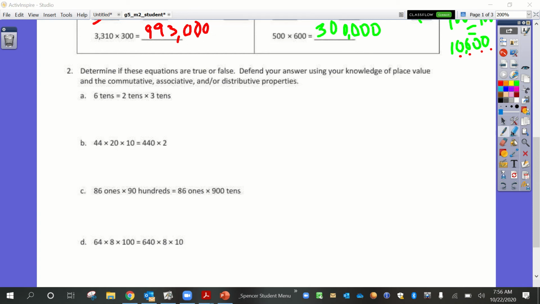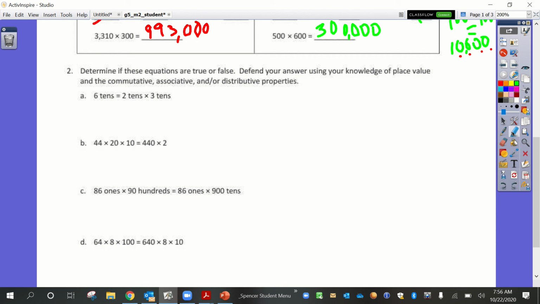All right, let's read the directions for this part, and it says determine if these equations are true or false. Defend your answer using the knowledge of place value and the commutative, associative, or distributive properties. So however you've been choosing to solve it, let's figure this out.